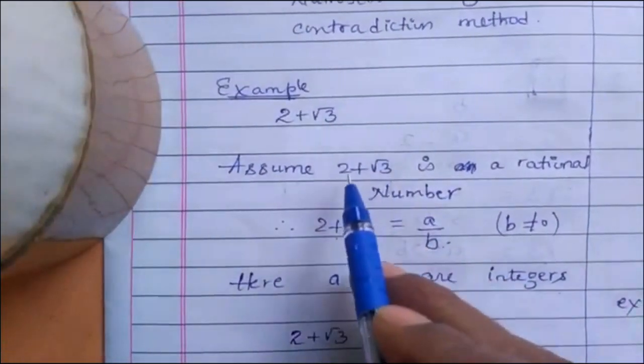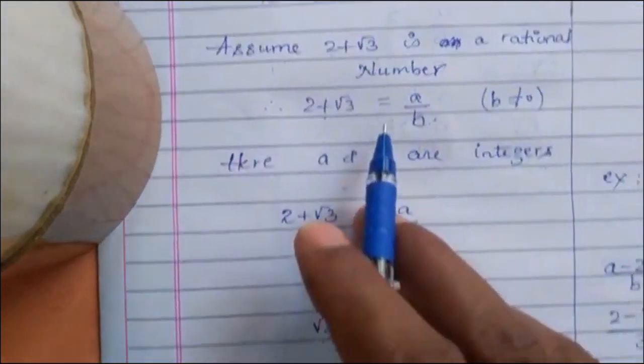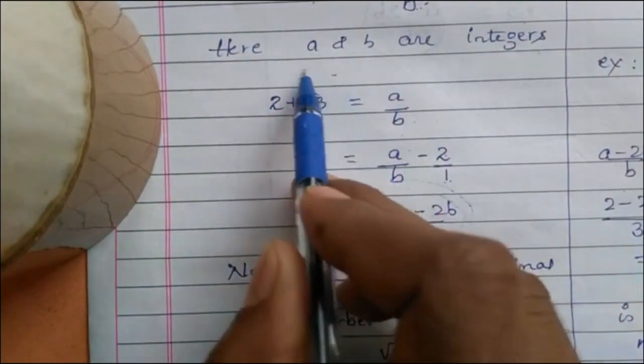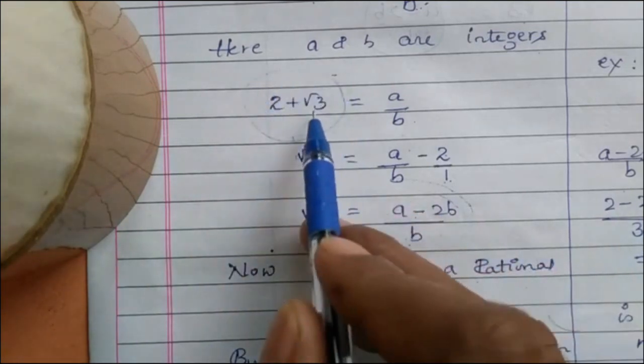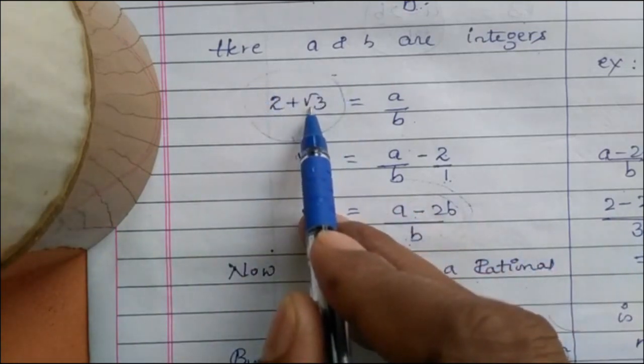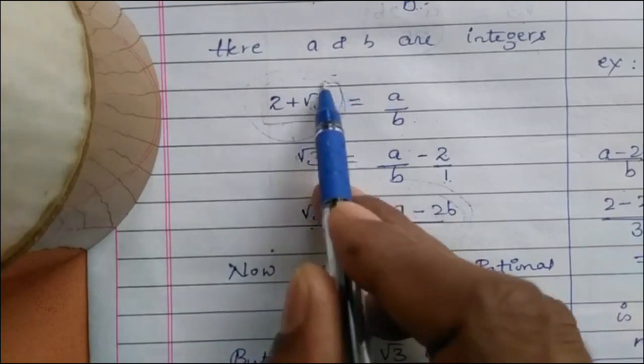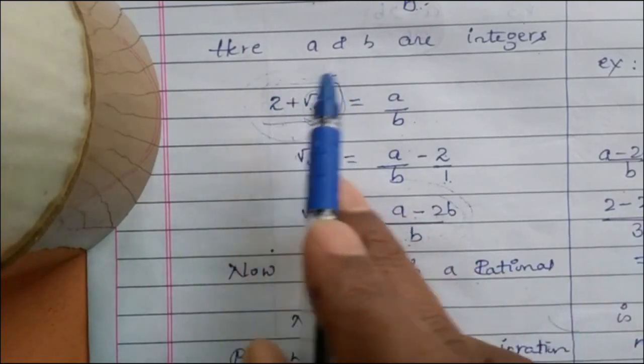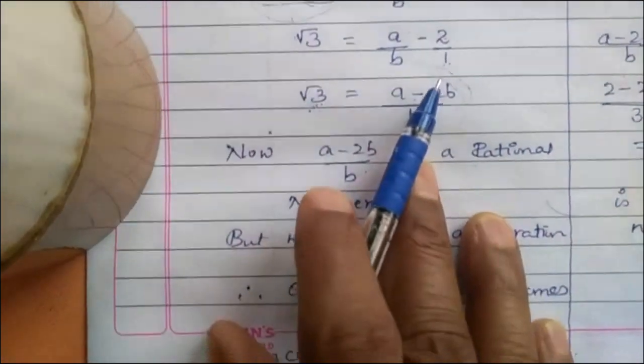The first example, 2 plus root 3. Root 3 is an irrational number, but the question is, the whole thing you have to prove as an irrational number. But we know root 3 is an irrational number separately. How to prove the whole thing is an irrational number? Isolate this root 3 and shift that 2 to the other side, and this leads to a contradiction.